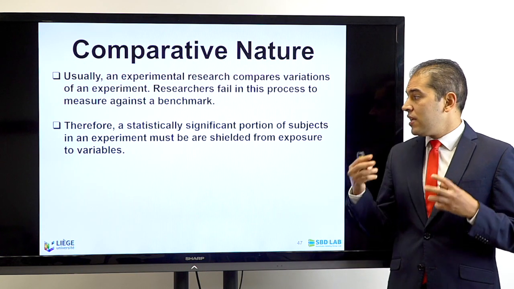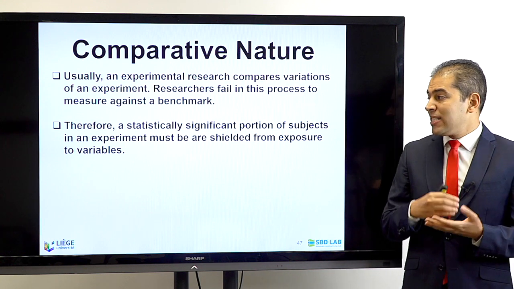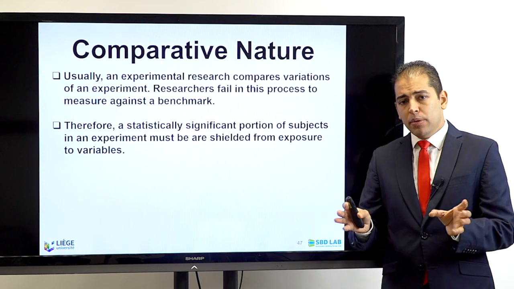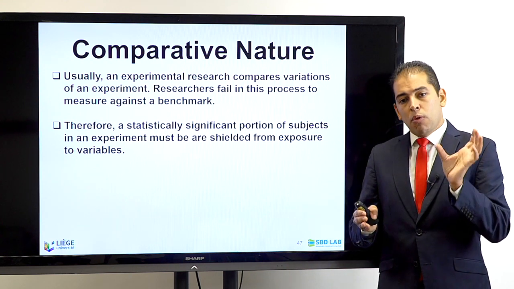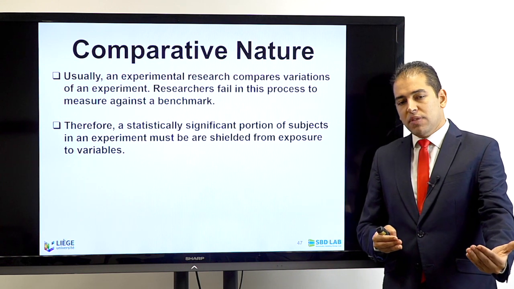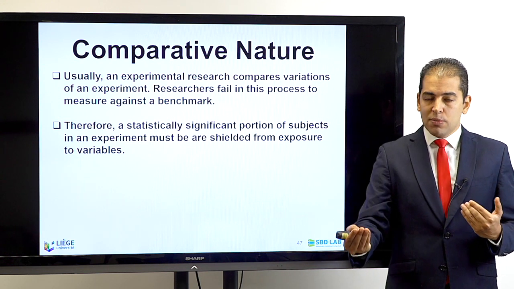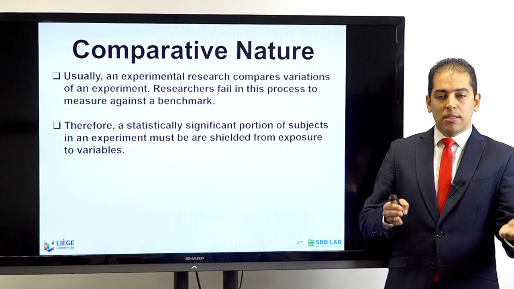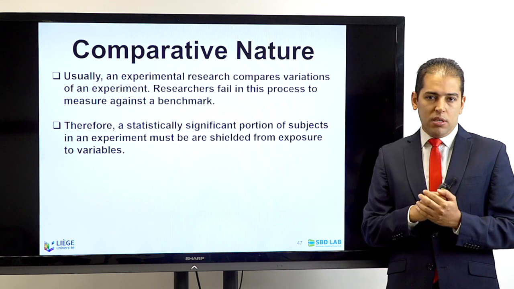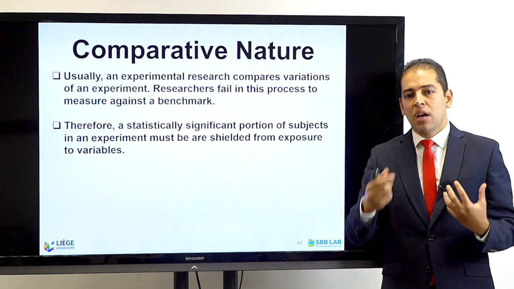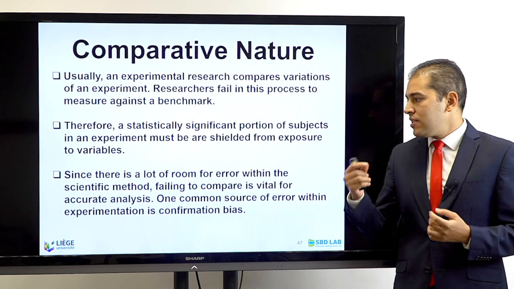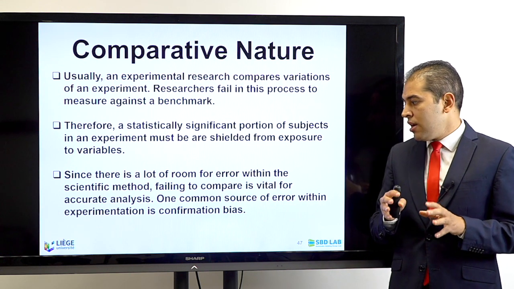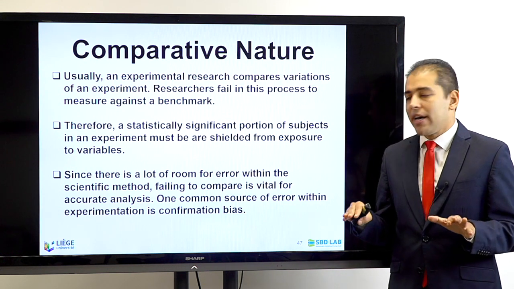So therefore, a statistically significant portion of subjects in an experiment must be shielded from exposure to variables. If I have a sample, most probably I can divide it. One part of the sample will get exposed to the intervention, and one is not getting exposed, and then I must measure. I must measure before and after, and I must measure with the intervention and without the intervention. And in this sense, I can allow for comparisons. It's very crucial. Since there is a lot of room for error within the scientific method, failing to compare is vital for accurate analysis.